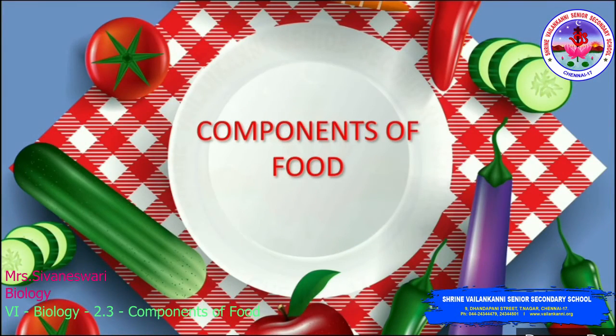Children, so we are going to continue with the components of food. All these days we saw what nutrients are, what a diet is, what the different food groups are, what components are available, which nutrients belong to which food, and how we test for the presence of carbohydrates, fats and proteins. So now we are going to see what a balanced diet is, malnutrition, and the deficiency diseases.